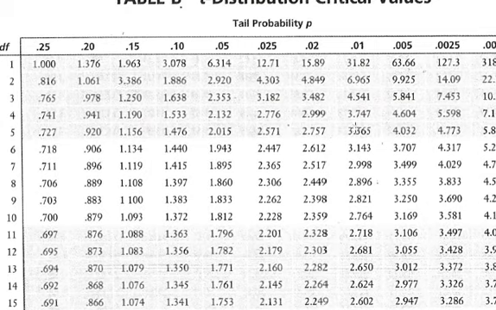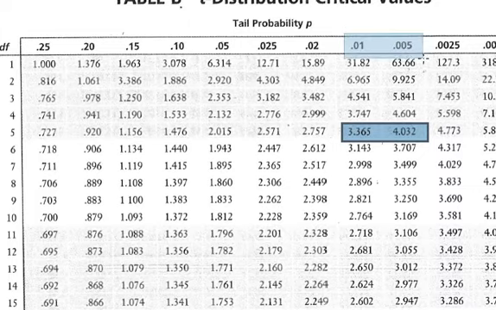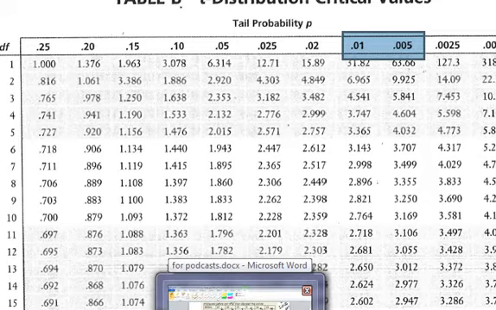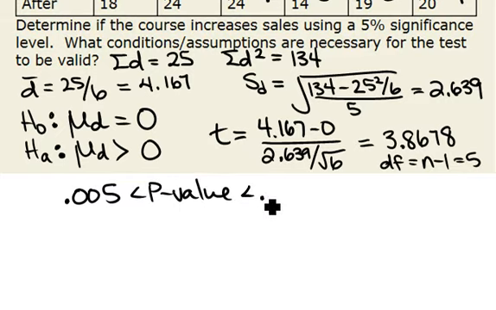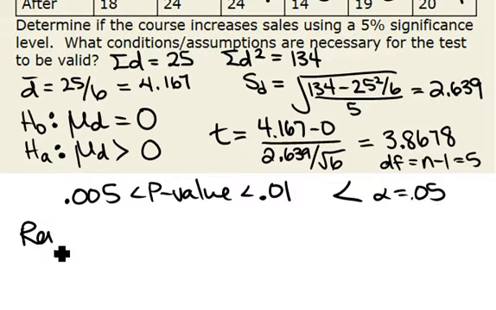And what we find is that our value is between 3.365 and 4.032, so that our tail area is going to be between 0.01 and 0.005. And we're doing a greater than here, so we don't need to multiply by 2. So this will give us our bounds on our p-value. With a p-value between 0.005 and 0.01, this is less than an alpha of 0.05. And so we will reject the null.